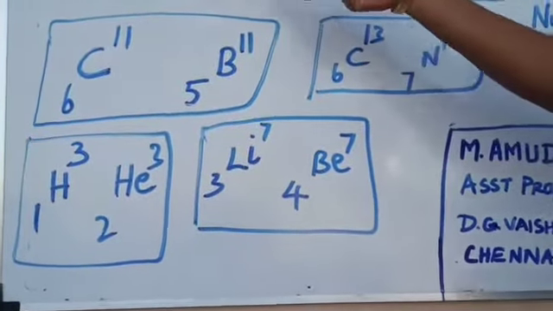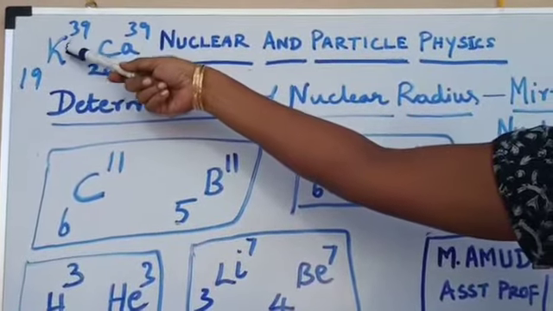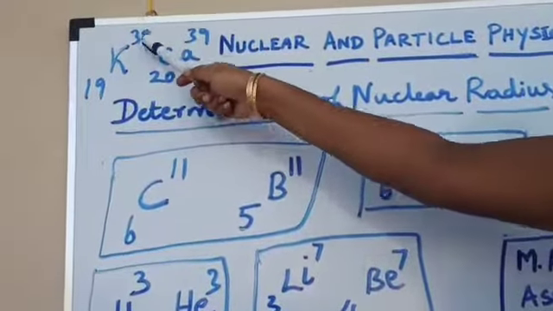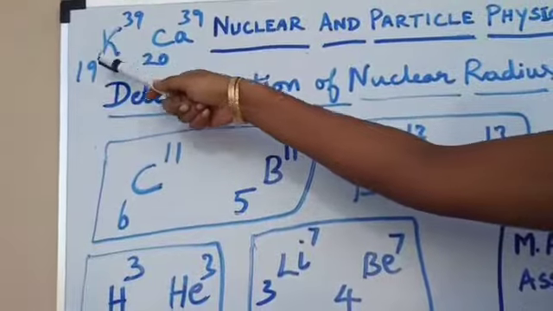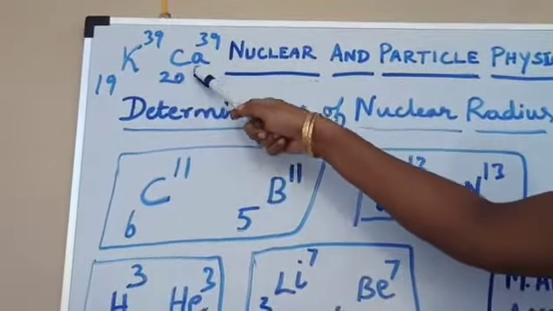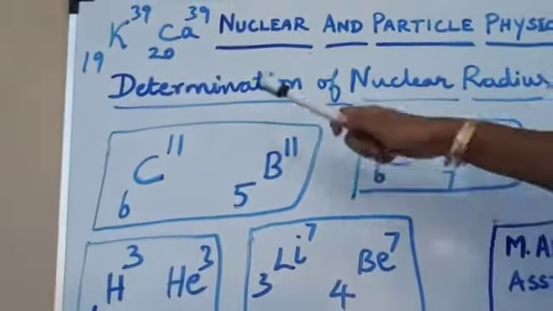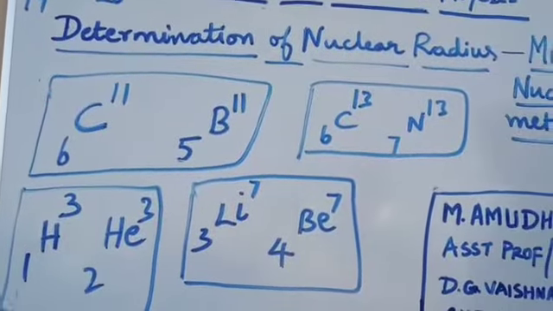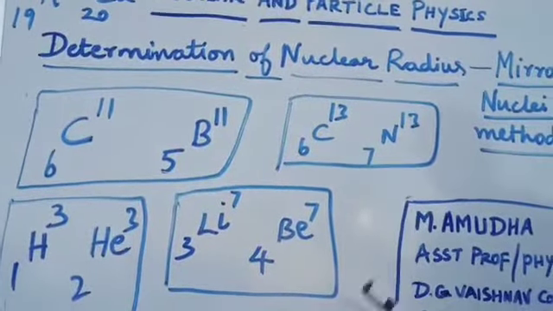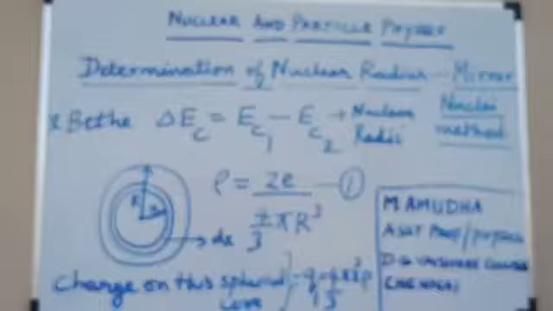Another example we can see is potassium as well as calcium. The total number of nucleons for potassium is 39, and for calcium that is also 39. So this remains the same for both nuclei. The proton number for potassium is 19, which is equal to the neutron number of calcium. 39 minus 20, that is also 19. So these are the examples for mirror nuclei. Using this, how we can calculate the nuclear radius, we will see with a detailed derivation.